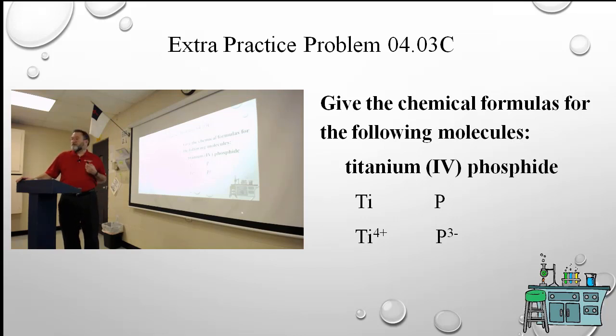These combine to form what? Ti3P4. Titanium 3 phosphide 4, right? Do the check. 3 ions at 4 plus, that gives me 12. And 4 ions at 3 minus, that gives me 12. They check.